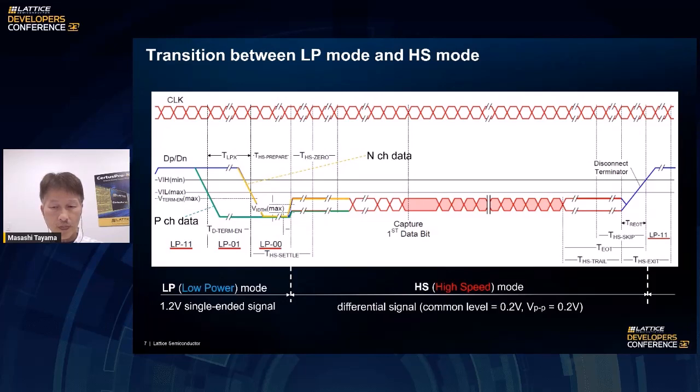At the end of high-speed transmission, it goes back to LP11 with single-end mode. Here, I only show the mode transition of the data lane, but clock lane can also change the mode between low power mode and high speed mode in a similar way.